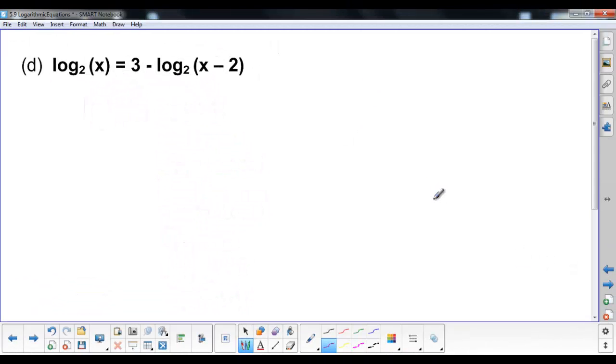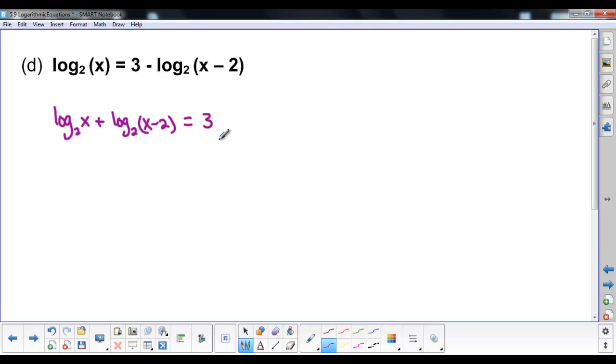Not all terms are logarithms, so again, what we're going to do is move all of the logs to the left side, and we'll keep the numbers on the right side. So this will become log base 2 of x plus log base 2 of x minus 2 equaling 3.